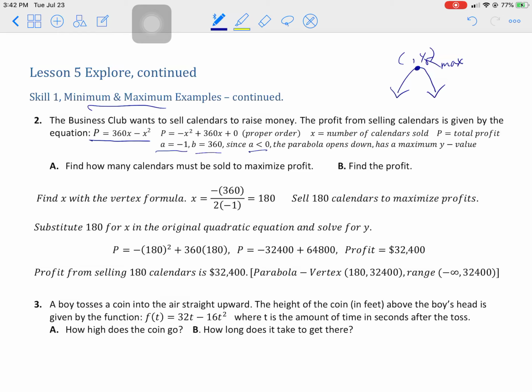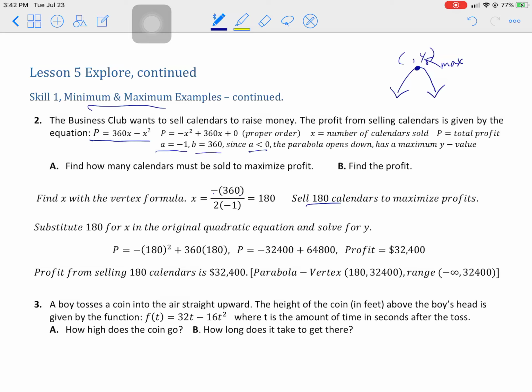So that's negative b, so if b is a positive 360, that's minus in front of there. And then the a, 2 times a is -1, so negative 360 over -2 is going to give you a positive 180. So apparently 180 calendars is what they need to sell to maximize their profits.